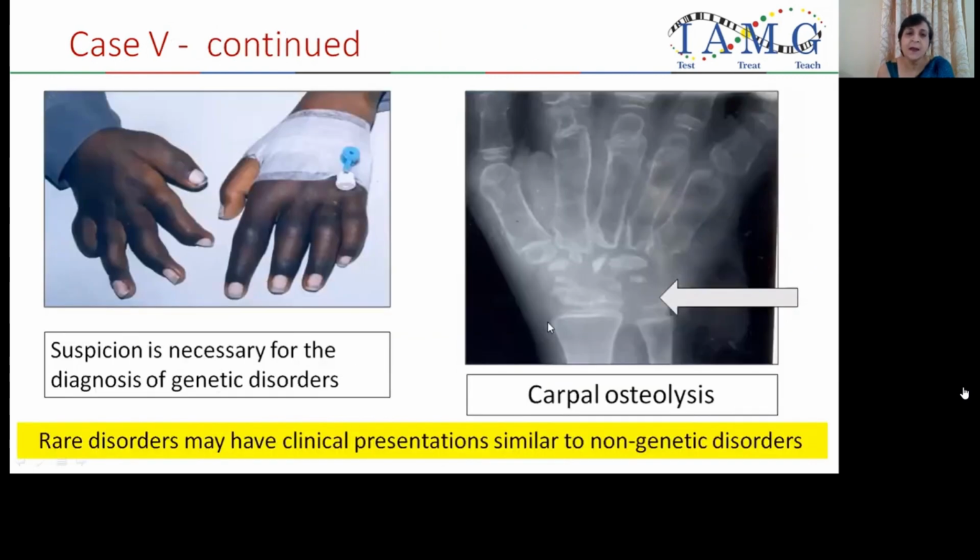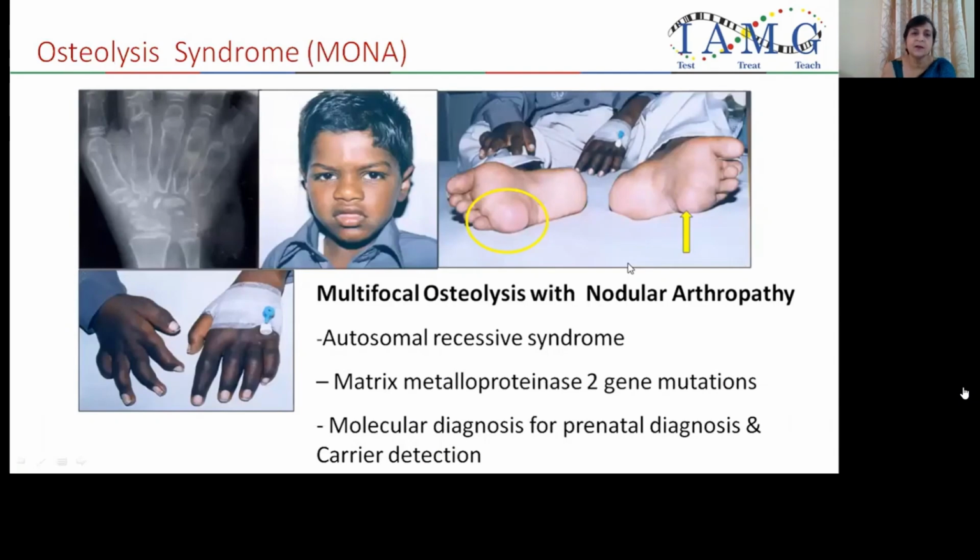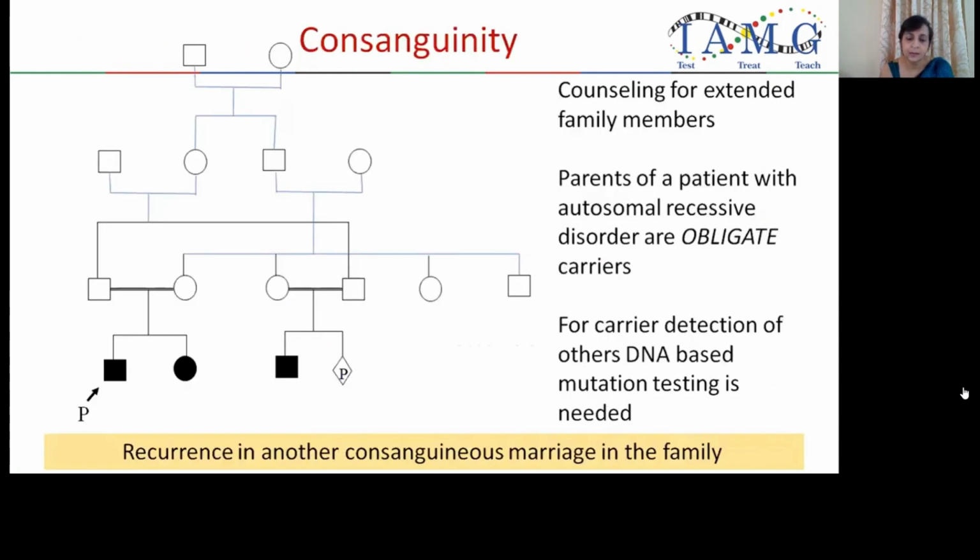In this case, because of consanguinity, we thought it could be an autosomal recessive disorder. Look at the picture of the X-ray of the hands. It shows that the carpals are very small, shriveled, and irregular, suggesting that there is osteolysis. So this is a disorder called multifocal osteolysis with nodular arthropathy, and these nodules are seen on the soles. This is a genetic disorder, and molecular diagnosis by sequencing of the gene is very essential.